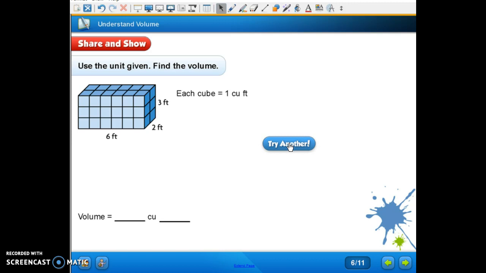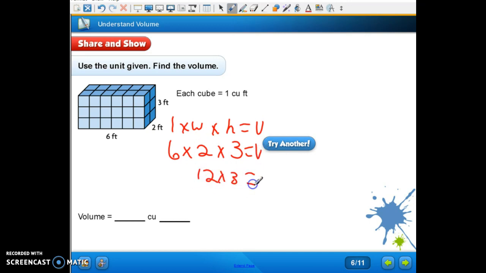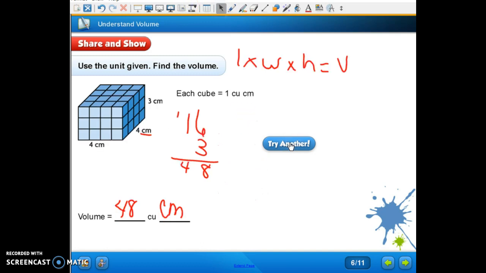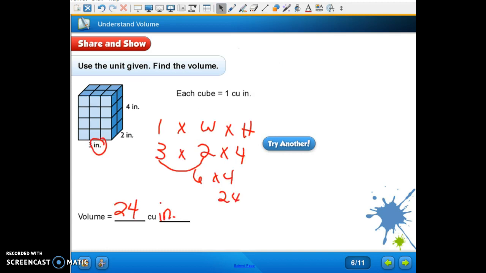Okay, this is number 3. What's the length? 36. What's the width? How far back does it go? 2. And the height is? 3. Remember, this fits our formula. So 2 times 6 is 12 times 3, which equals 36. 36 is equal to the volume of the cube. 36 cubic feet in this case.